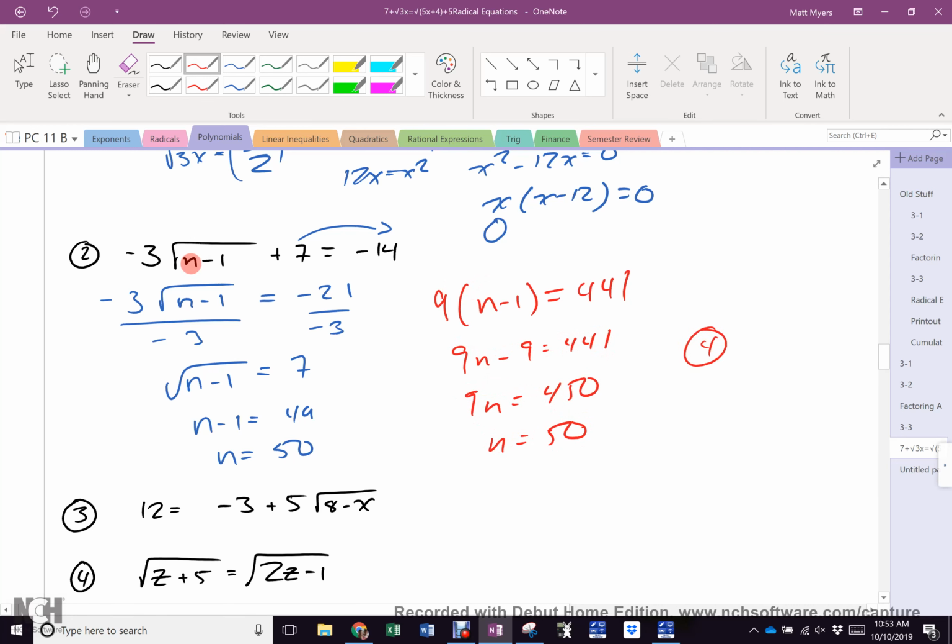And then, of course, you check what's 50 minus 1? 49, square root of 49? Negative 3 times 7. Negative 21 plus 7, negative 14, and you're good.